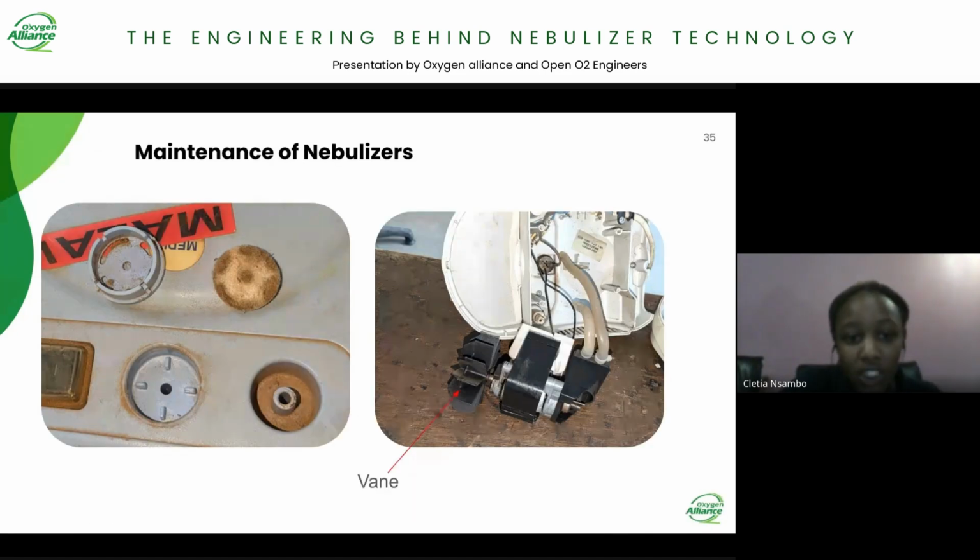So the first picture shows the clogged filters I was talking about in the previous slide. You just need to replace these. They don't need to be cleaned or anything. You just need replacement of these filters.